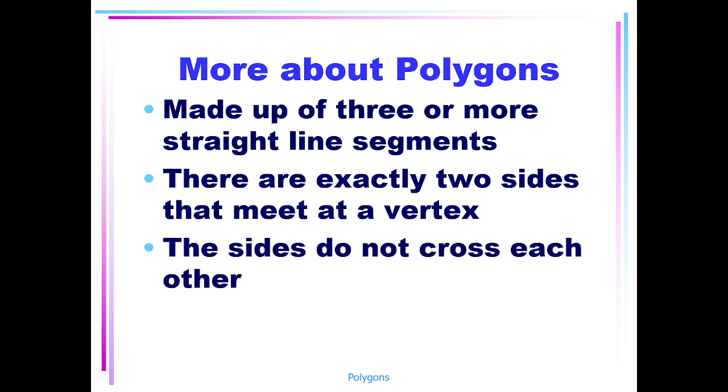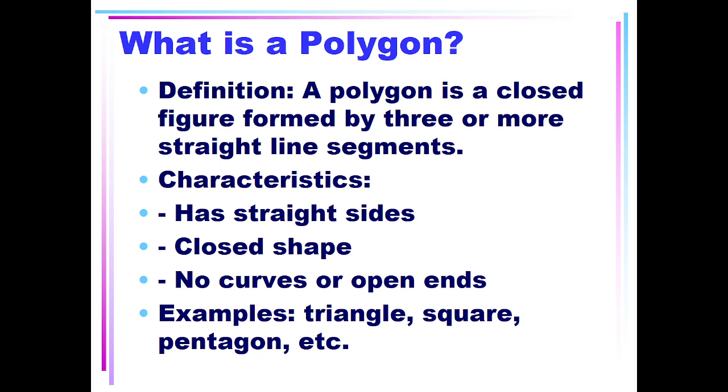And yeah, let us sum up the definitions. Basically, a polygon is a closed figure formed by three or more straight line segments. It's not lines, but line segments. Here are again the characteristics. It has straight sides. It is a closed shape. It has no curves and no open ends. Examples of these are triangle, square, pentagon, etc.